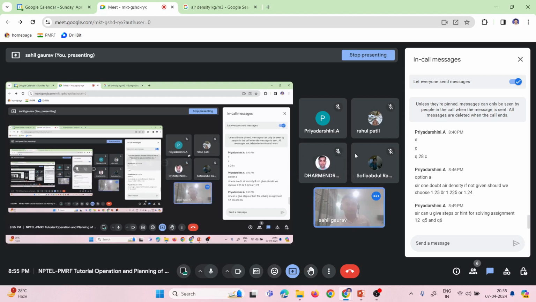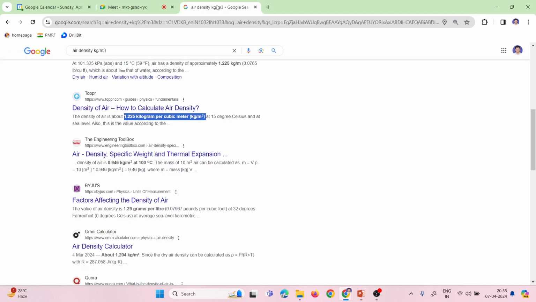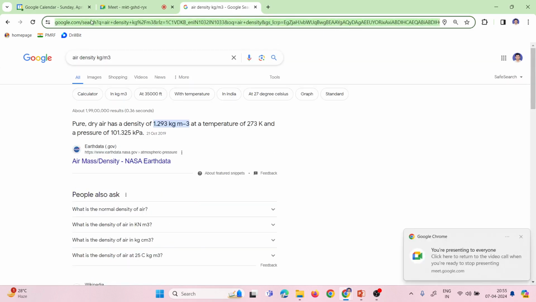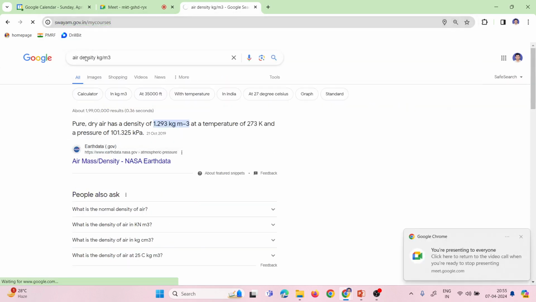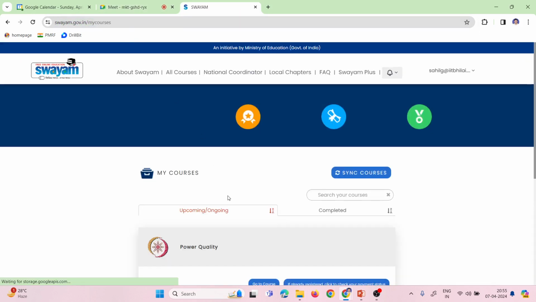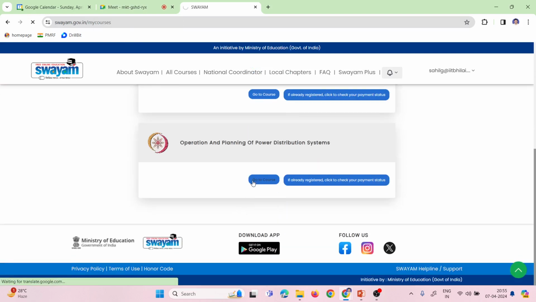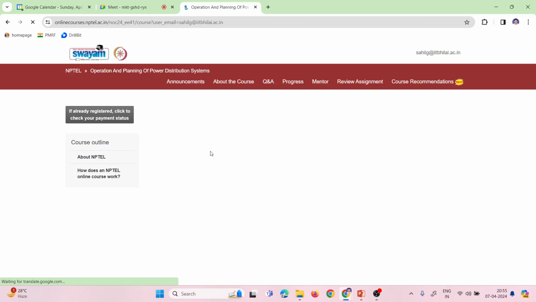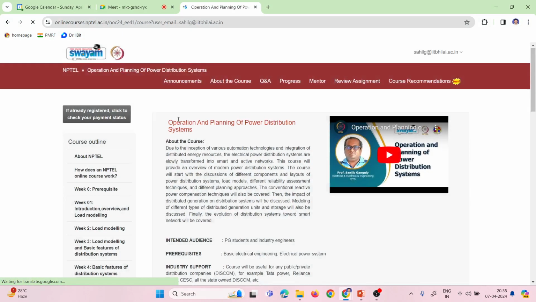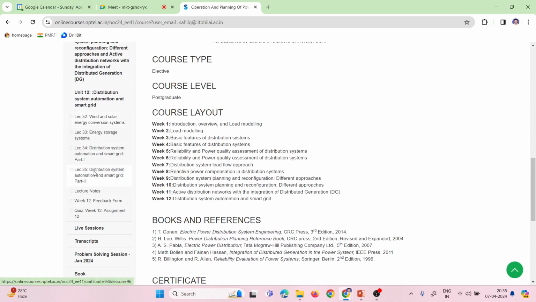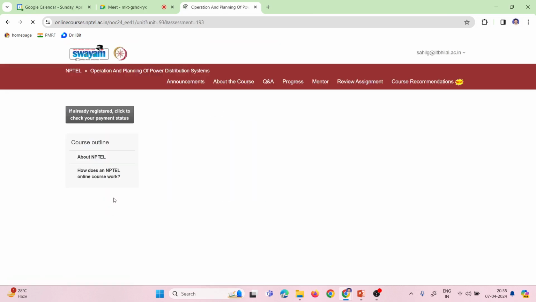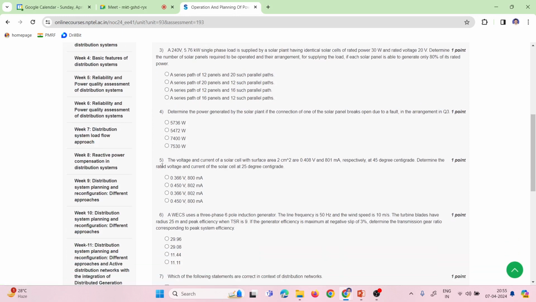Any other thing you can give? Can you give steps or a hint for solving assignment 12, question 5 or 6? Determine the power generated by solar. Question 5 or 6, right?